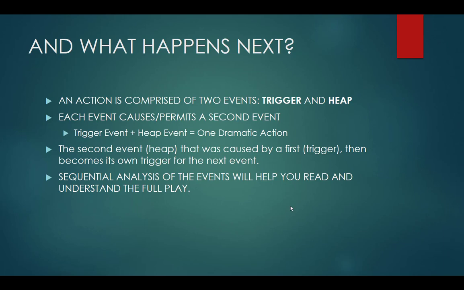So that's one thing to really keep in mind here: when we're talking about action, remember that we're talking about a first event plus a second event together. And those first and second events have specific terms, the trigger and the heap. Now, where things get really complicated and we have to be very careful in our analysis or our evaluations and our descriptions of what's happening in any particular scene is that a heap event, the second event to occur in an action, is caused by a trigger, yes, but it's also going to become its own trigger for something else that happens next. And that's what we mean about the puzzle, right?